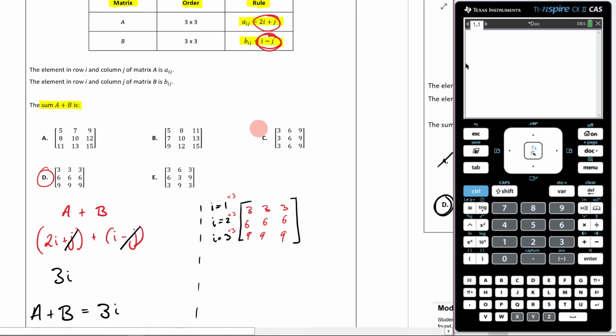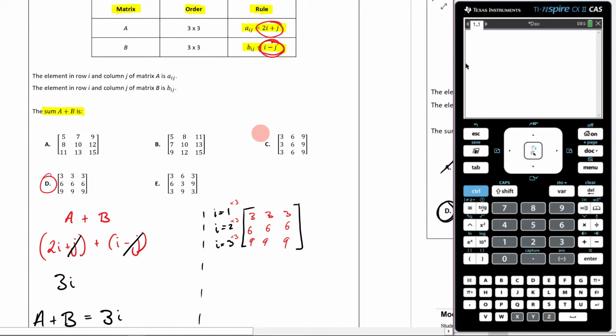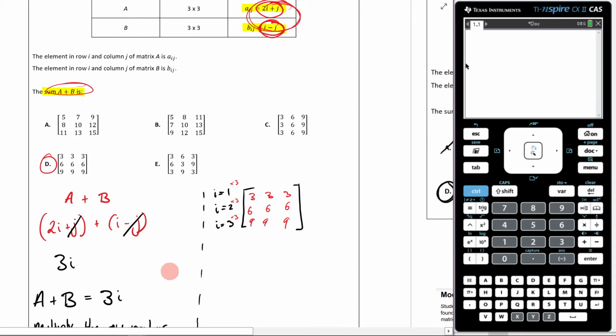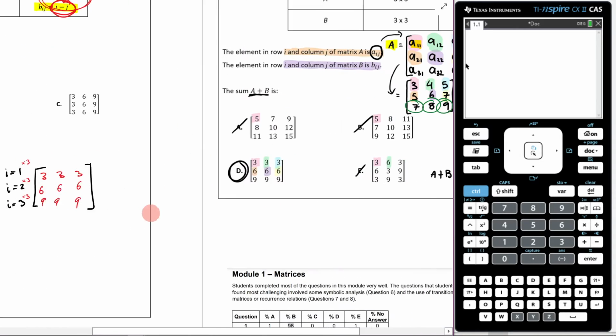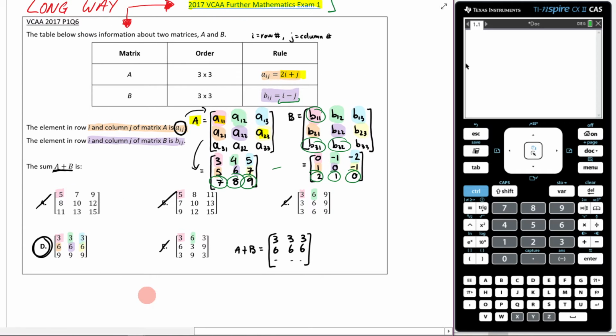So I think it's important to notice that when you are given rules and then you're told to do some sort of operation, you can actually perform that operation on the rule itself, and then you'll get something more simple to deal with. Now, obviously, if you're thinking this is a more understandable way of doing it, go for it. You can still do it this way. But you should know both ways of going about it.